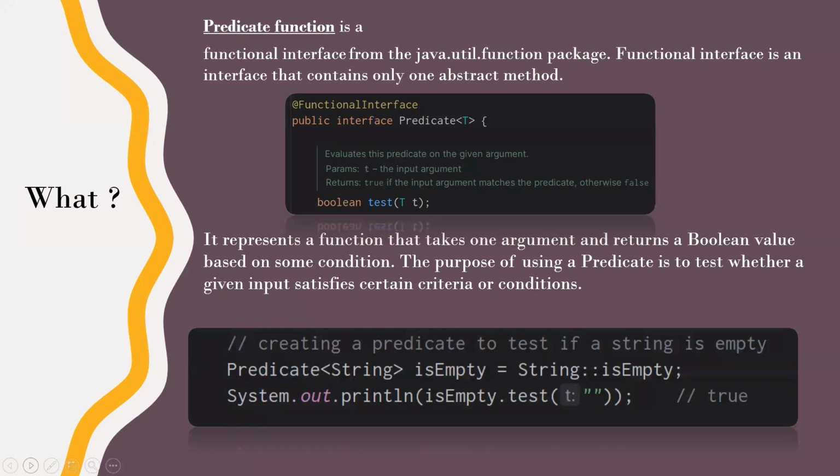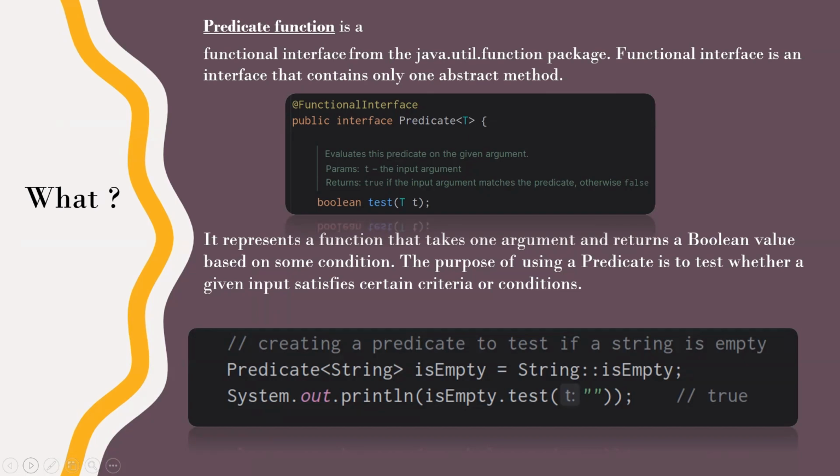A predicate function is a functional interface from the Java util function package. And obviously, a functional interface is nothing but an interface that contains only one abstract method. Today we are going to see the predicate interface. In the predicate interface, you will have only one abstract method, its return type is Boolean, and the method name is test. It represents a function which takes only one argument and returns a Boolean value, either true or false. Either true or false is decided based on some condition you implement internally.